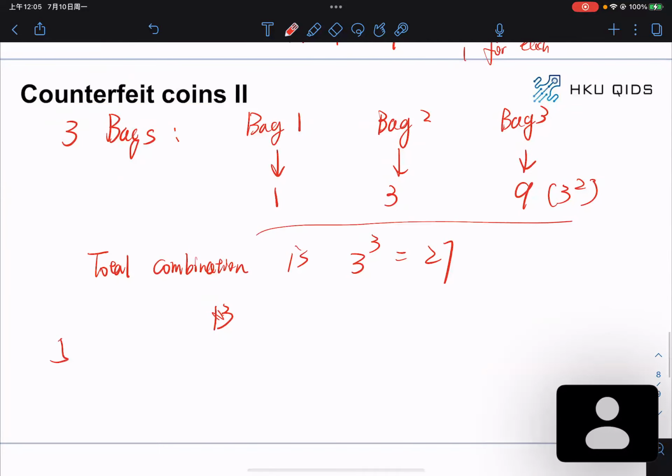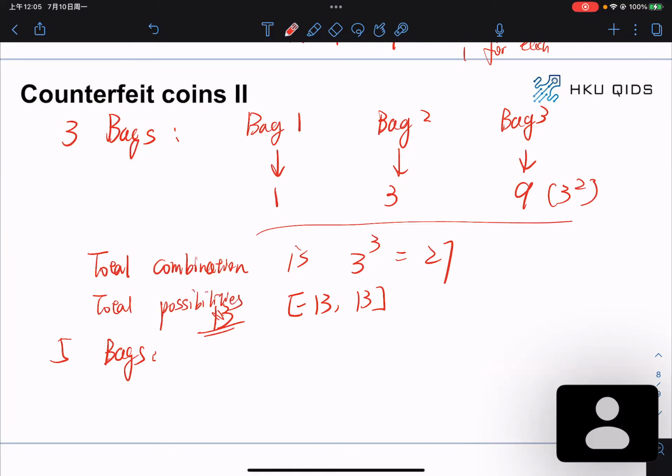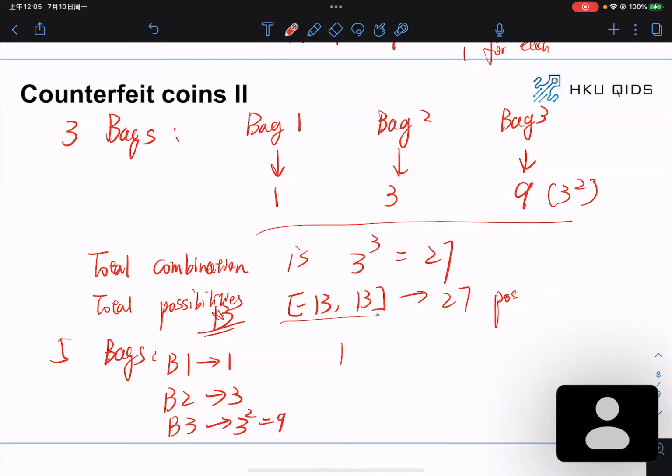Which means for 5 bags, because if we take the 13 out, it's going to be -13 to 13, the total possibilities of all the coins taken out, their sum is going to vary in this range, which gives us 27 possibilities. So for 5 bags, we just need to take 1 from bag 1. Bag 2, we take 3. Bag 3, we take 3 to the power of 2 equals 9. Bag 4, we take out 3 to the power of 3, 27. And bag 5, we take 81. And it's going to solve our question.